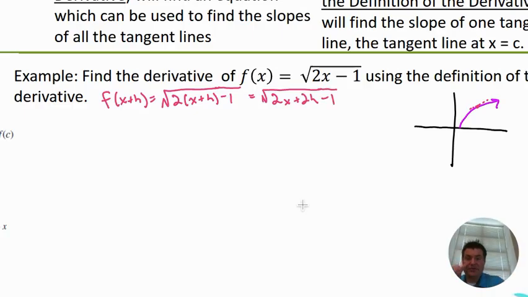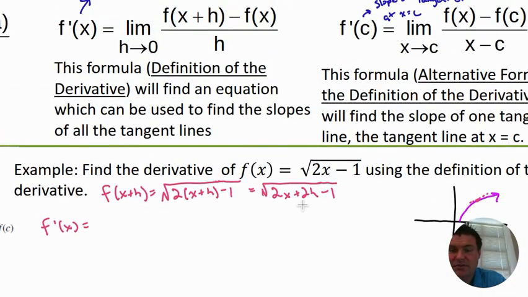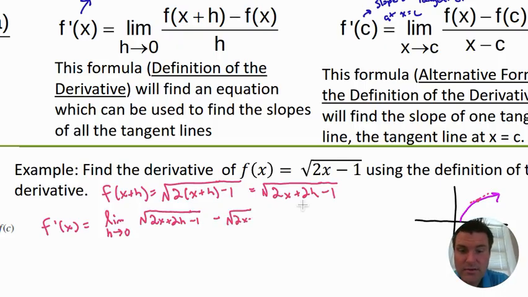All right, so I'm going to go ahead and use my formula right now. So f prime of x equals, I'll have this up here so you can see it, the limit as h approaches 0 of f of x plus h. I just found that, so I'm going to replace that f of x plus h with this root 2x plus 2h minus 1, minus f of x, which is my original function. And that is all over h. Okay?